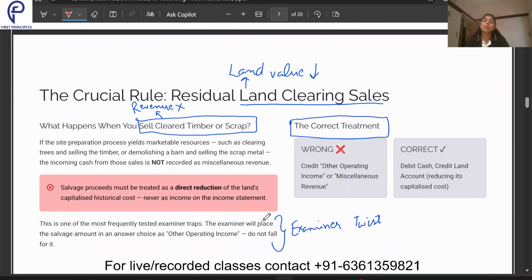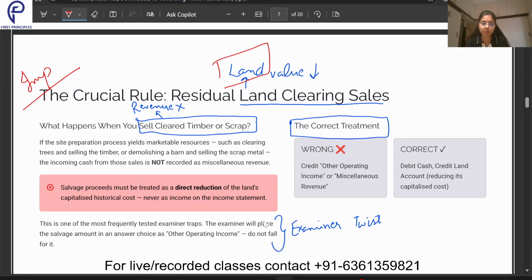Coming to one crucial rule related to land. Suppose there is a piece of land, and on that land there was some timber, some kind of wood, or some scrap that we are clearing off. When I am selling that off, removing it, what will happen? The value will go down.